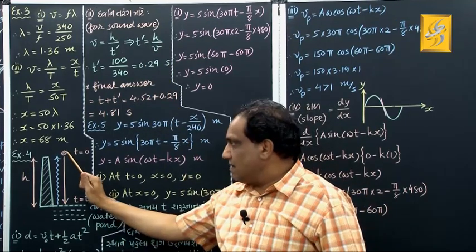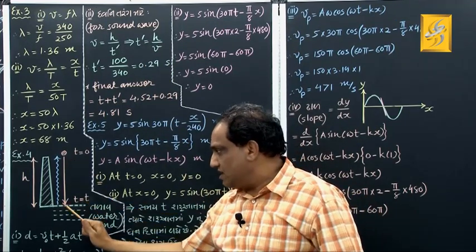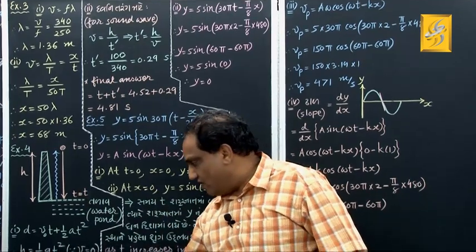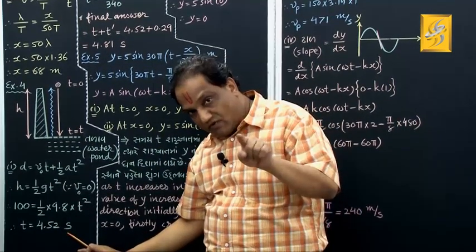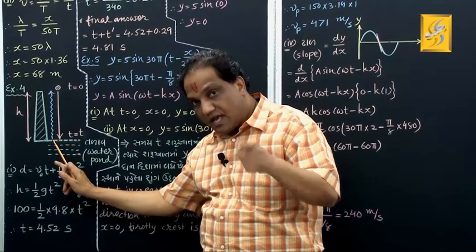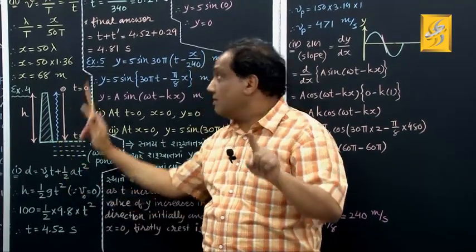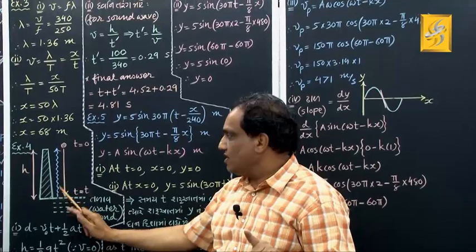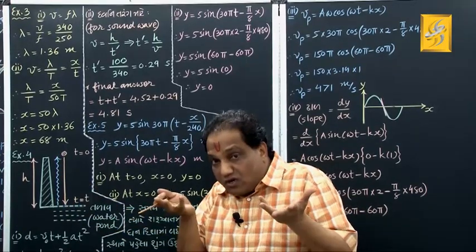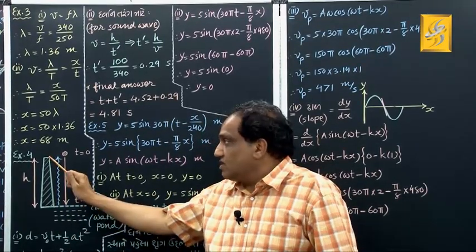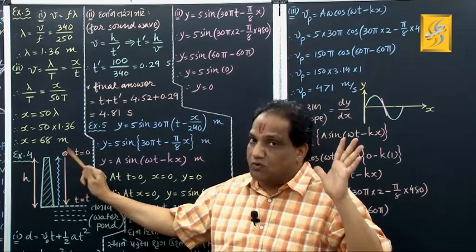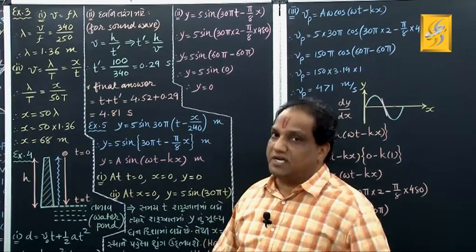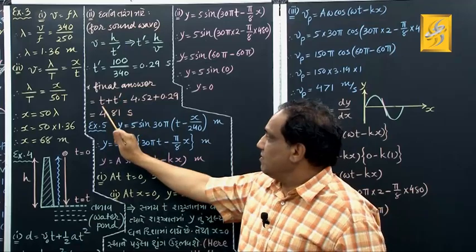What is the time taken by the stone to fall from here to here? That time is 4.52 second. After 4.52 seconds, sound is produced here, and that sound wave takes an additional 0.29 second to go from here to here, correct? So what is the total time at the end of which the person who is dropping the stone will hear that sound? That total time is t plus t dash.